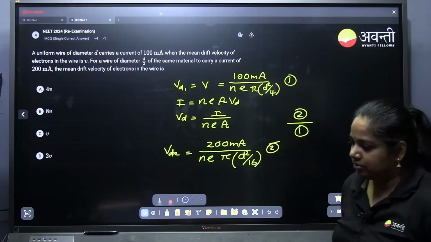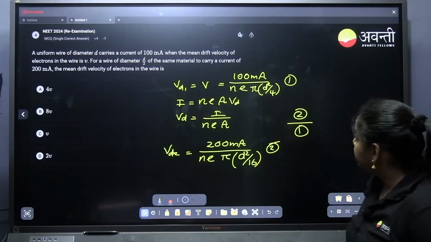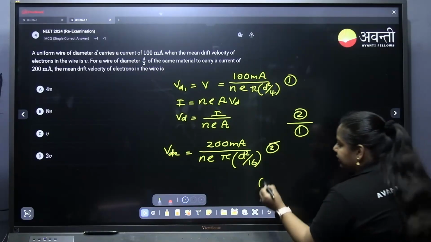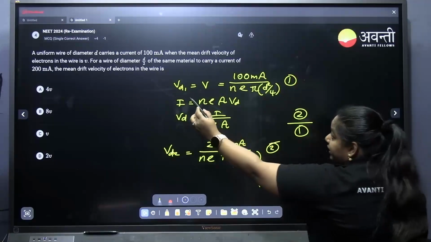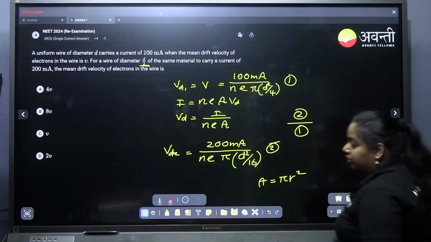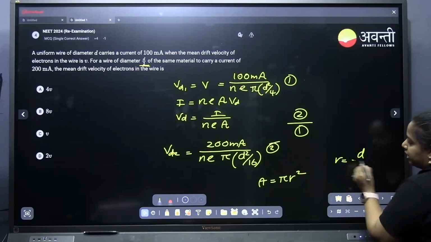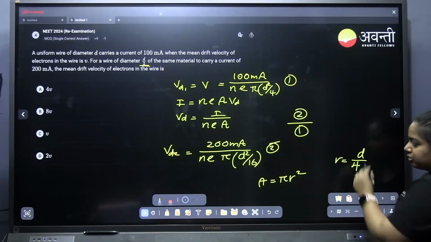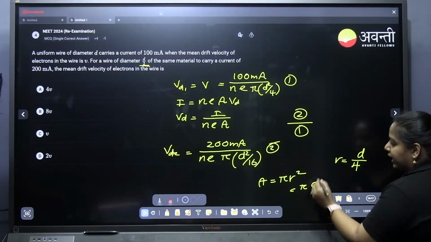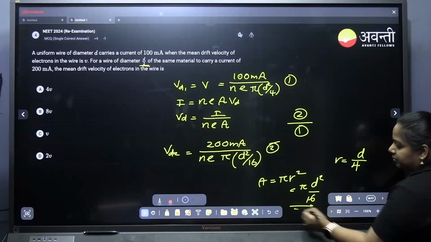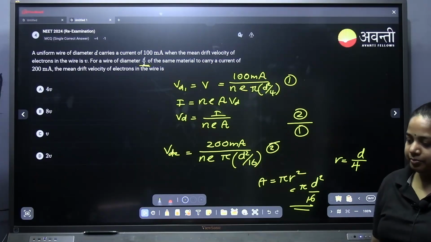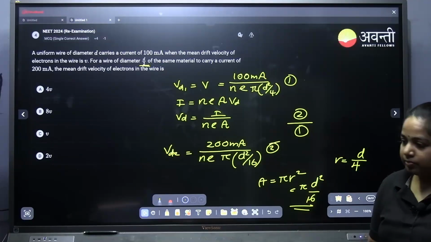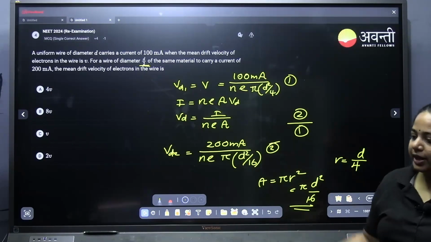D square by 16, from where it has come? Which one? D square by 16. Area is pi r square, right? So for the second case, diameter is given as d by 2. So radius is equal to d by 4. Substituting that here, we will get pi d square by 16. Clear? Okay. If everybody understood this, we can move to the next question.